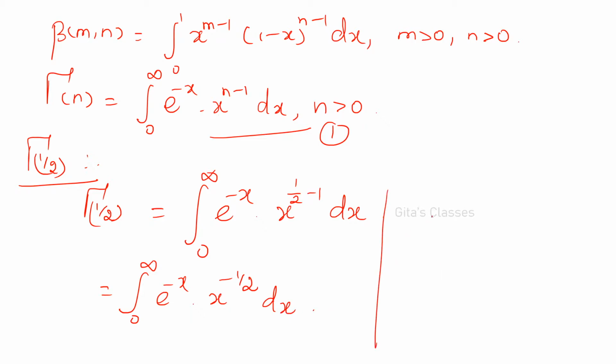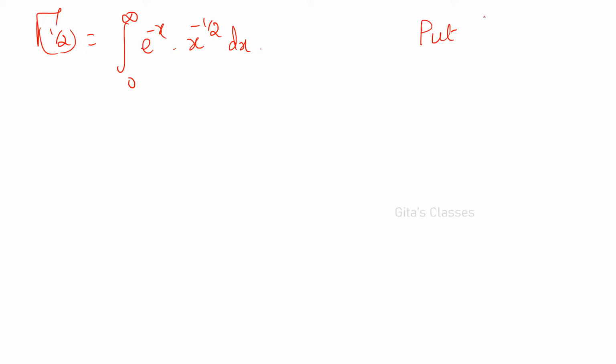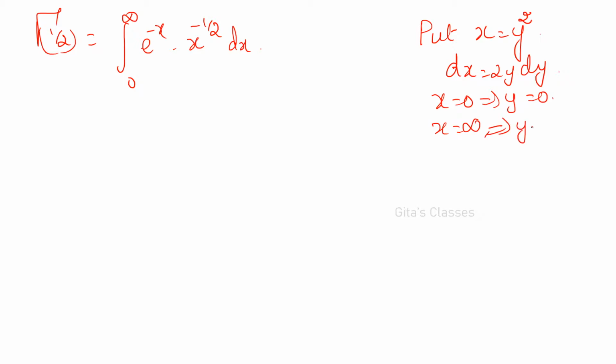So in this, let us substitute. We have to find gamma of 1 by 2 according to the definition. It is integral 0 to infinity e power minus x, x power minus 1 by 2 dx. Now you have to make the substitution, put x is equal to y squared. So what is dx? 2y dy. When x is equal to 0, y is 0. When x is equal to infinity, y is also infinity.